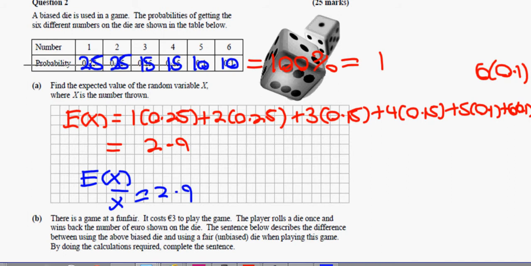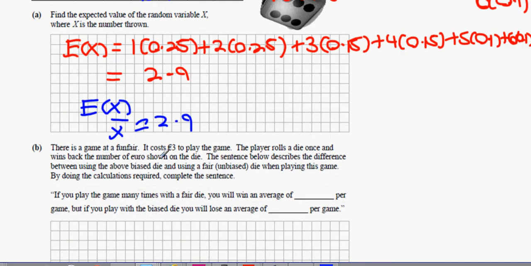Now, there's a game at the funfair. It costs €3 to play the game. The player rolls a die once and wins back the number of euros shown on the die. The sentence below describes the difference between using the above biased die and using a fair unbiased die when playing this game. By doing the calculation required, complete this sentence. If you play the game many times with a fair die, you will win an average of something. But if you play with a biased die, you will lose an average of something per game.